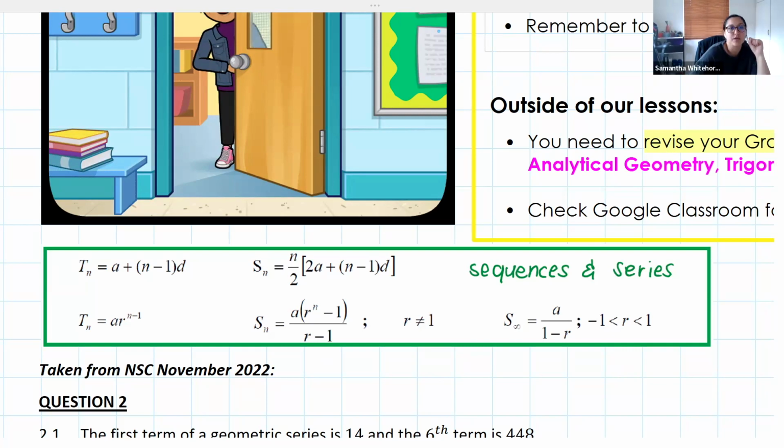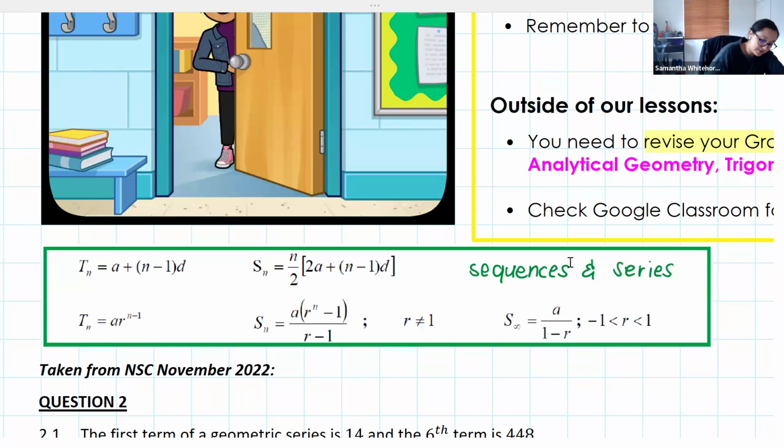these are your trig formulas, these are your probability formulas, these are your finance formulas, etc., etc. So that's why it's got a green block around it. That's why it says sequences and series. It's directly from there. It's useful for us to actually know what's what on our formula sheet.